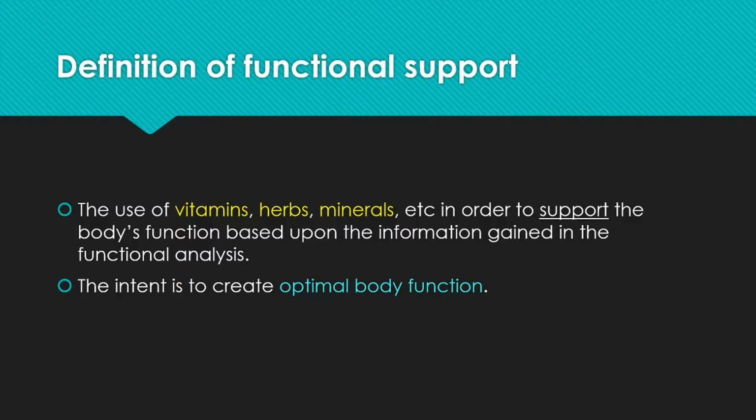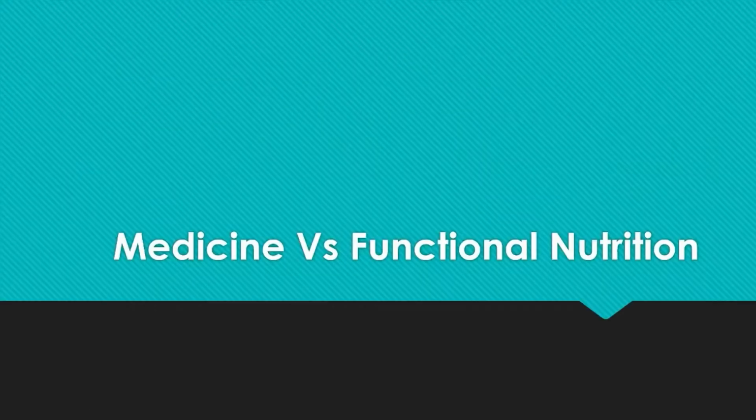Okay, so how do we treat people after we find this suboptimal function? Well, in functional nutrition, we utilize vitamins, herbs, minerals, detoxification, whatever we need in order to support the body's function based upon the information we gained in the analysis. And remember, our intent is to create optimal body function, especially when we've noticed that someone is suboptimal.